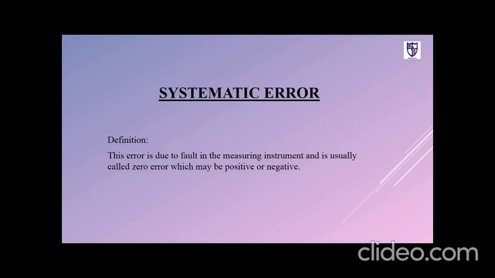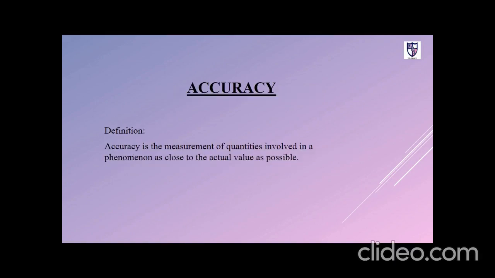Systematic error. This error is due to fault in the measuring instrument and is usually called zero error, which may be positive or negative. Errors in measurement of temperature due to poor thermal contact between the thermometer and the substance whose temperature is to be found is systematic error. We can remove this error by comparing an instrument with a standard instrument. We can also find whether it is positive error or negative error.